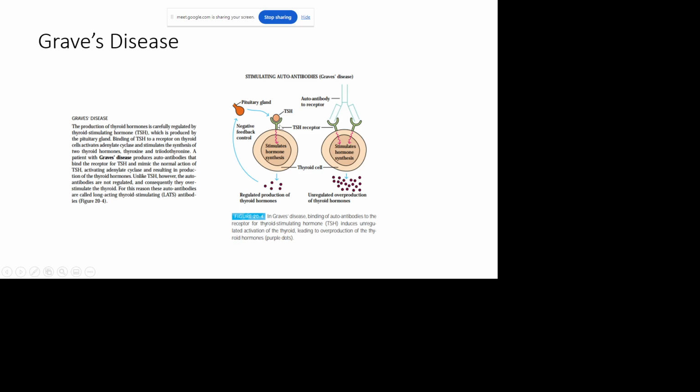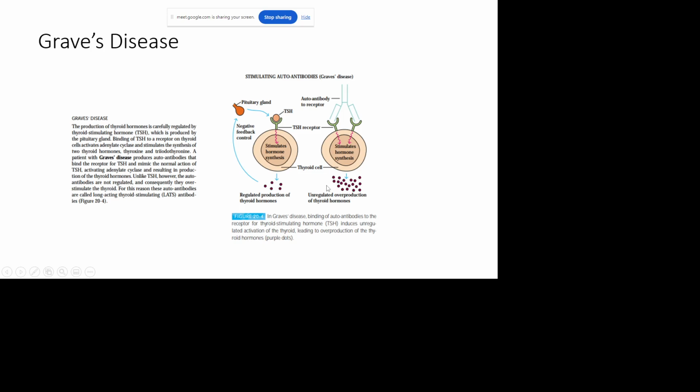Because TSH hormone secretion can be controlled by the negative feedback loop, which is caused by the thyroid hormones itself, right? But here, as the antibody is in control, there is no TSH hormone in the picture. The antibody itself is able to bind to the receptor and it is stimulating the production of the thyroid hormone, right?